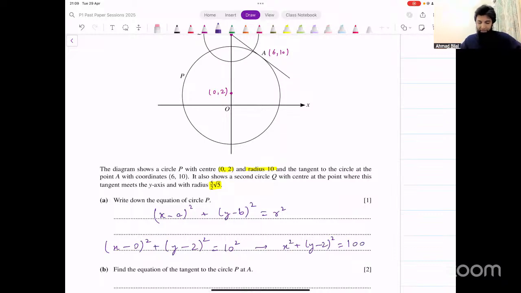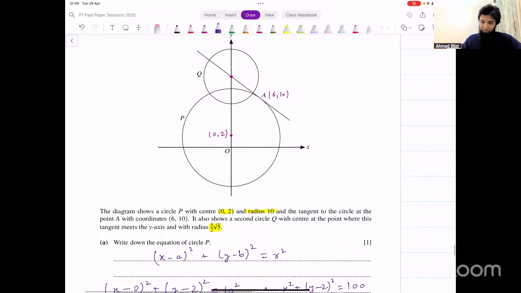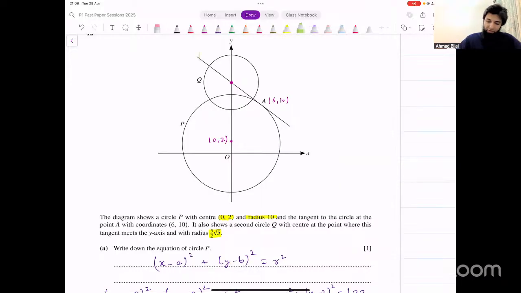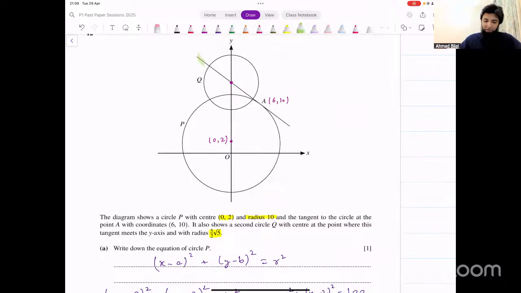Now it says find the equation of the tangent to the circle P at A. Okay, so now we need the equation of this tangent, the green line. How do you find the equation of any straight line? We need two things for that. We need a point and the gradient. We already have a point, the point A, that is (6, 10). Do we have the gradient? We can find that because the tangent is always perpendicular to the radius at that point. So we can find the gradient of the radius like this.